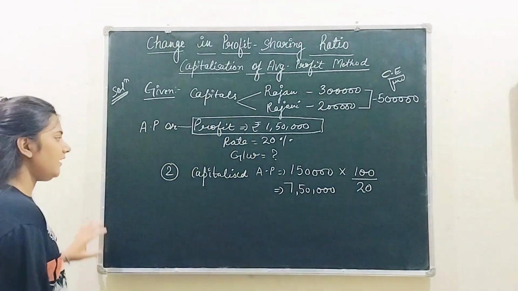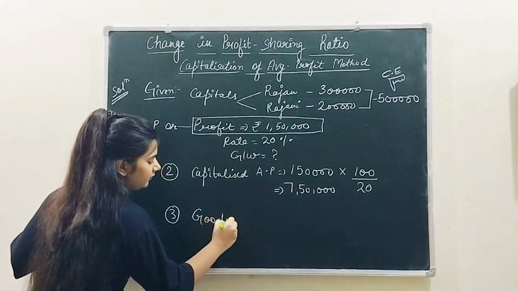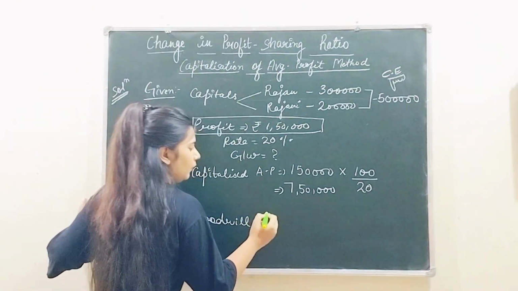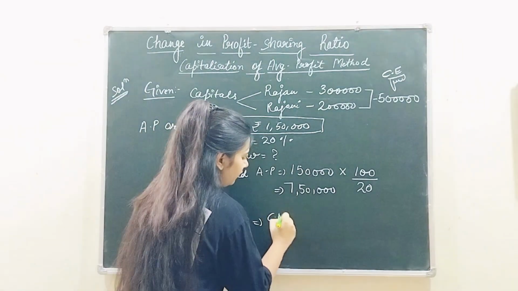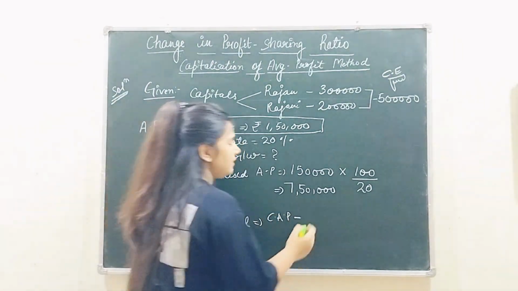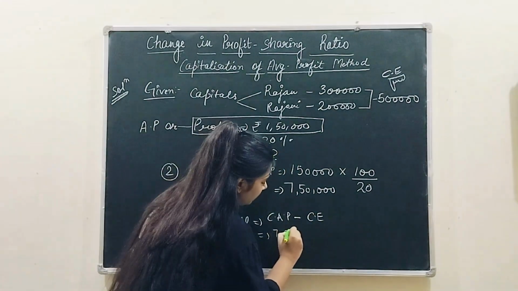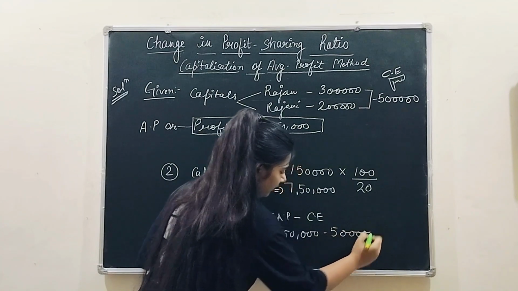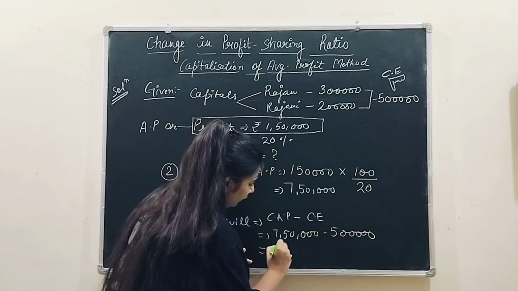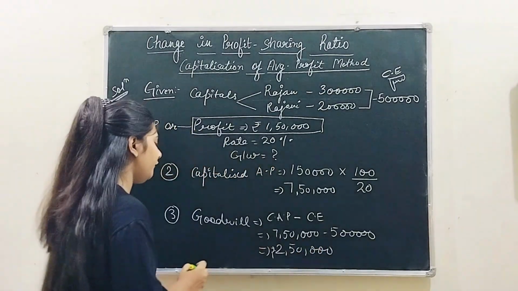Right? This is it. Now in the third step, which is your final step, you are going to calculate your goodwill, which is your CAP minus your capital employed. CAP is your capitalized average profit minus your capital employed. So 7,50,000 minus 5 lakh. Right? It is going to give you 2,50,000 as the amount of goodwill.